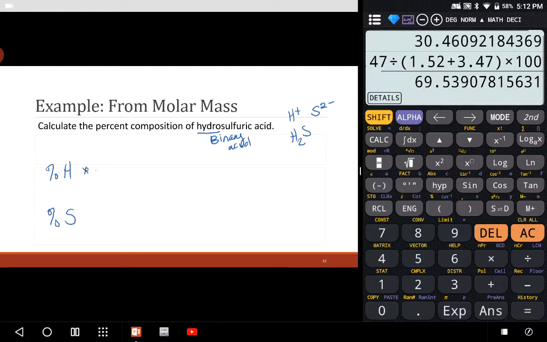And so the percent due to hydrogen would be due to 2 hydrogens. So that'd be 2 times 1.008 grams per mole over the mass of the full thing. And I haven't calculated the mass of the full thing yet, so I'm just going to calculate it as part of my calculation here.